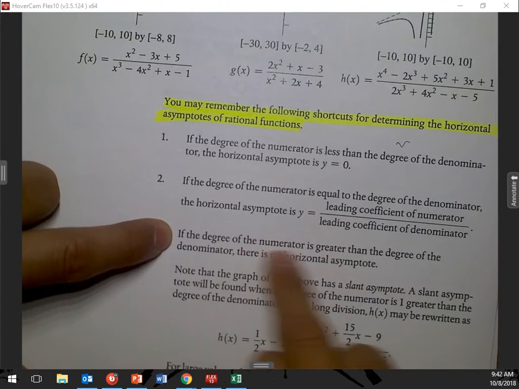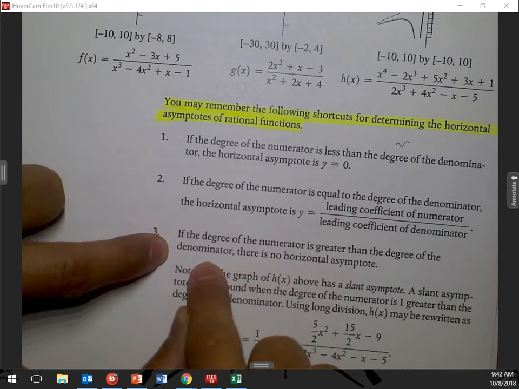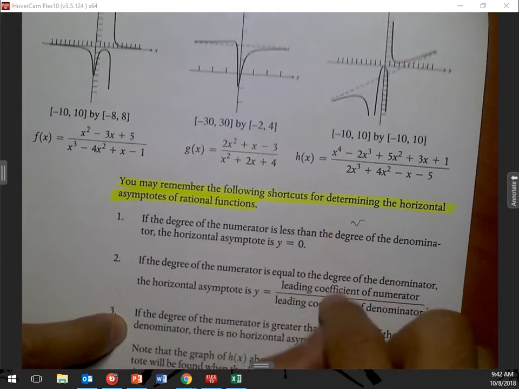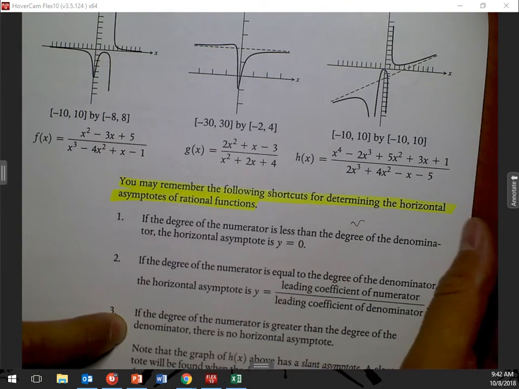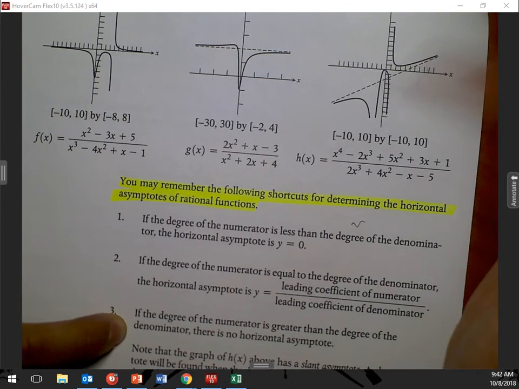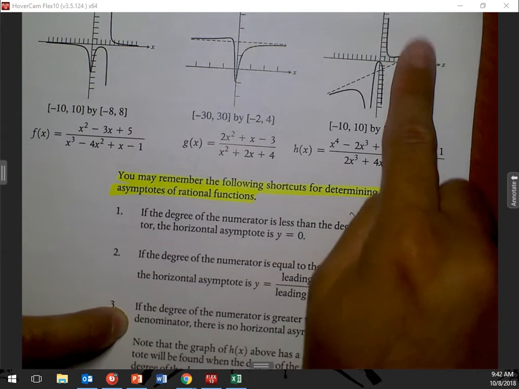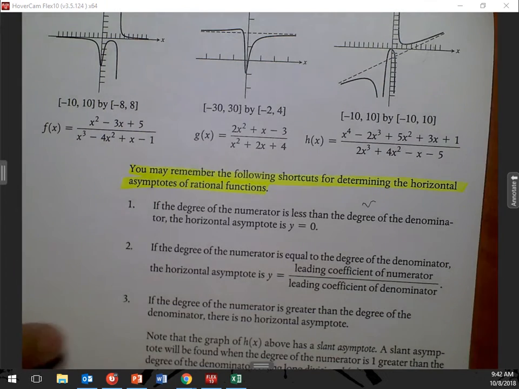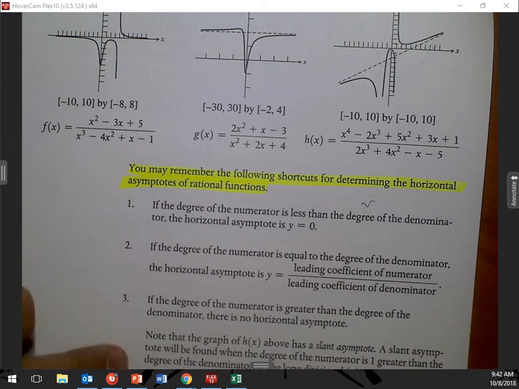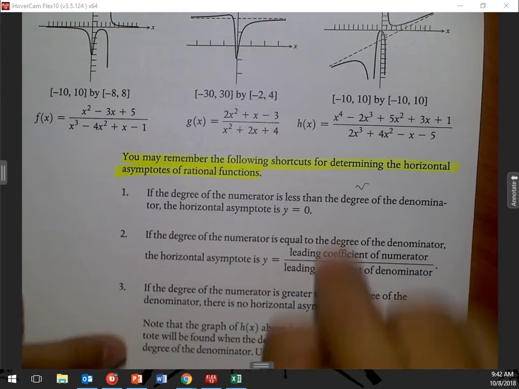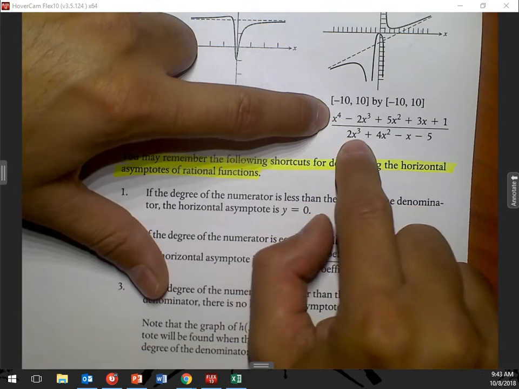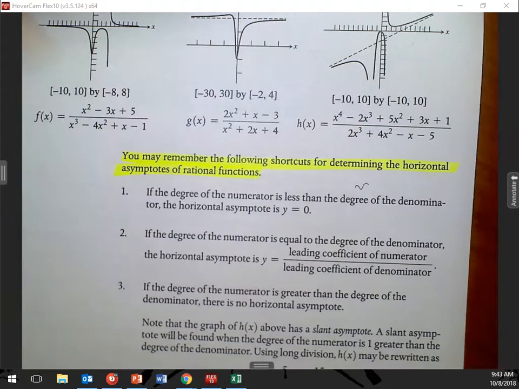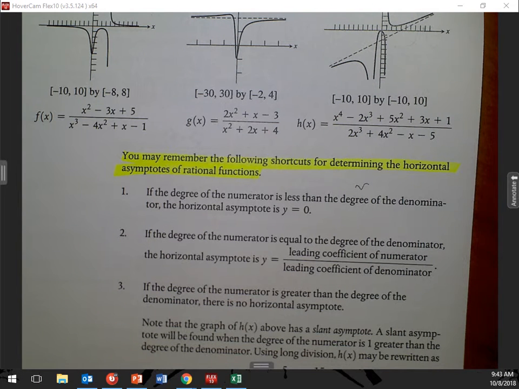If the degree of the numerator is greater than the degree of the denominator, there is no horizontal asymptote. Because if I'm talking about going to infinity, this is going to end up going up to infinity or going down to infinity, but there's only one exception to this rule. Only one exception. If the degree is only 1 degree more, like this, so this is 1 more than this, you would have to do long division to get your equation. In that sense, I will actually do the long division.